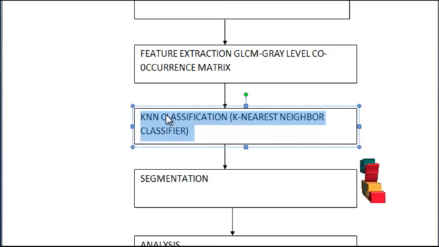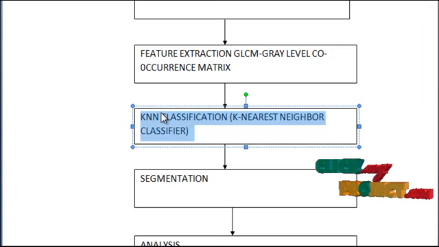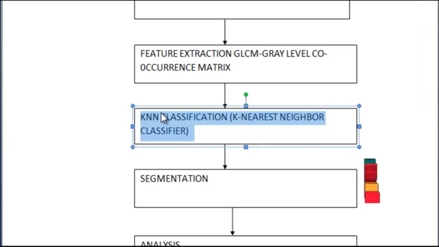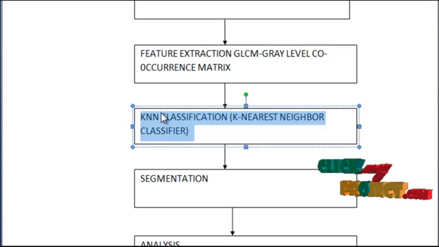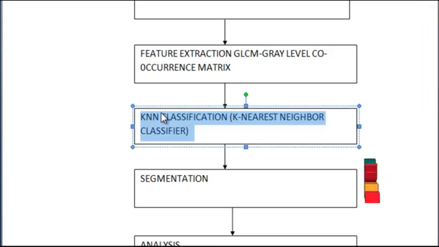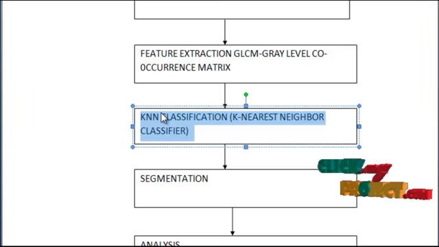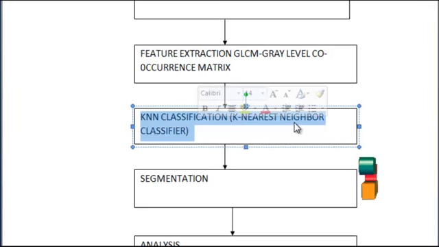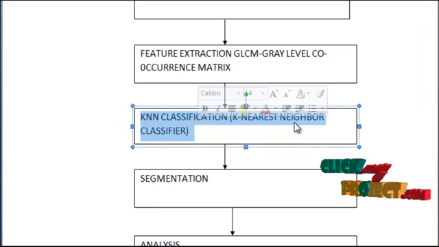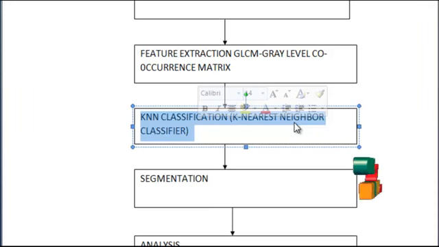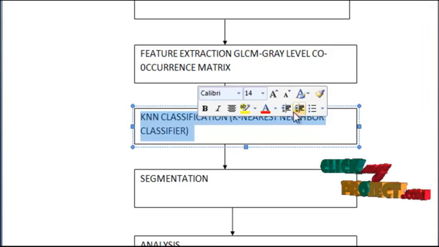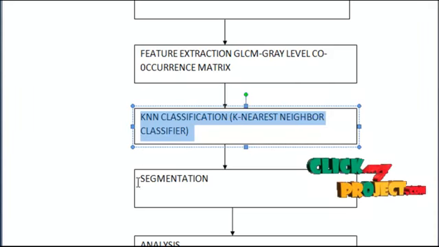A K nearest neighbor classifier. It is a pattern recognition method for classifying objects based on closest training examples in the feature space. KNN is a type of instance-based learning or lazy learning, where the function is only approximated locally and all computation is deferred until classification. The K nearest neighbor algorithm is amongst the simplest of all machine learning algorithms. The next one is segmentation.